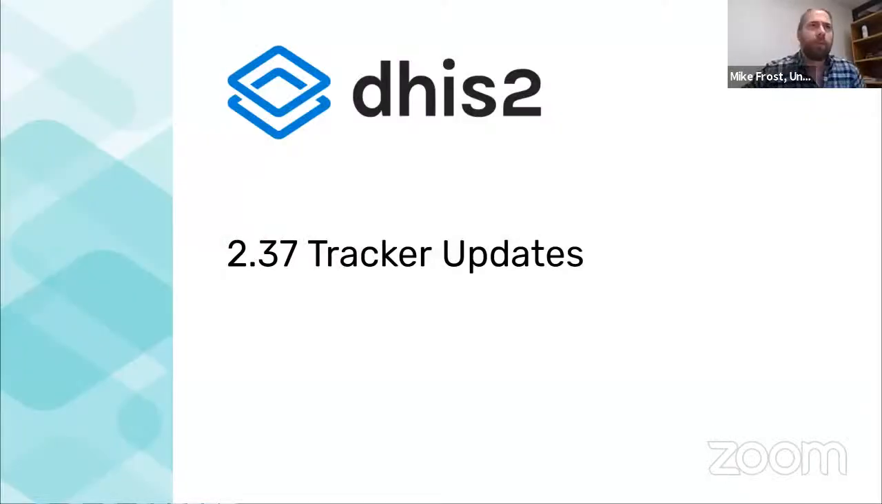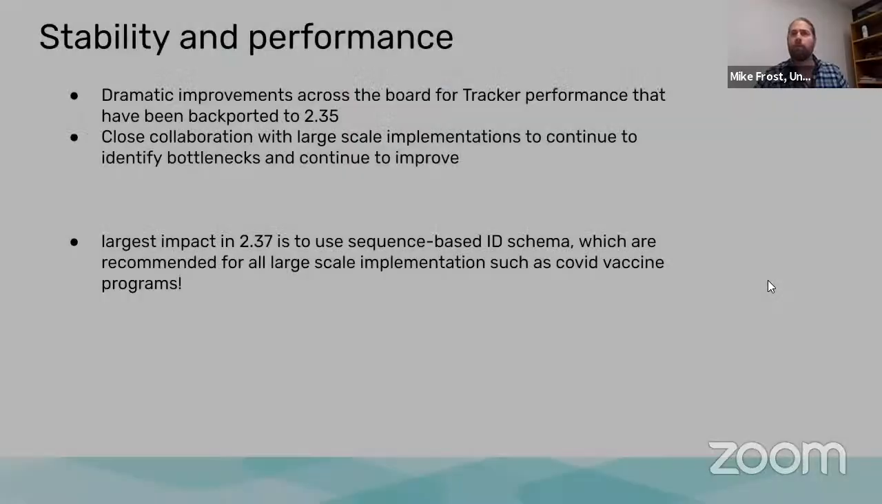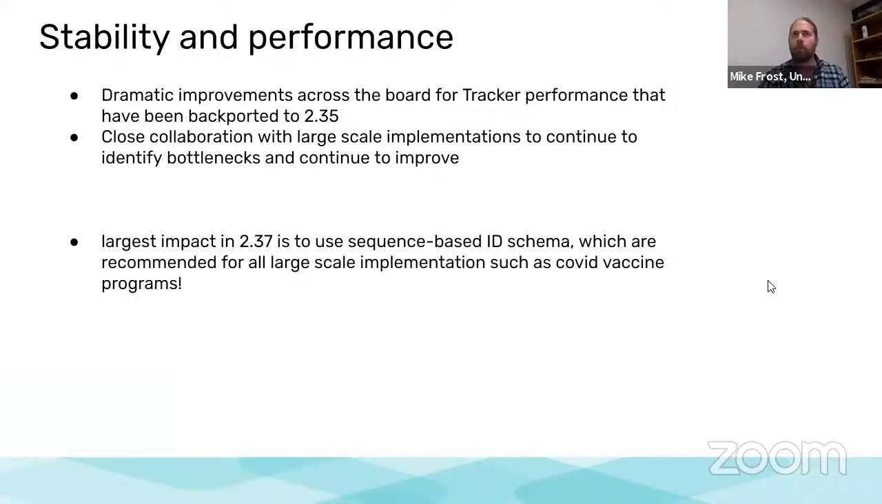Okay, so we'll take a look now at the tracker updates for 2.37. What I wanted to emphasize at the very beginning of this is that for the individual data side of DHIS2, which is tracker and events, we really have been focused very much on performance and stability for the last year and a half or so, which has been very timely because we've seen really large implementations coming along for first all of the COVID surveillance needs, and then now really getting going with the COVID vaccine programs that are rolling out nationally.